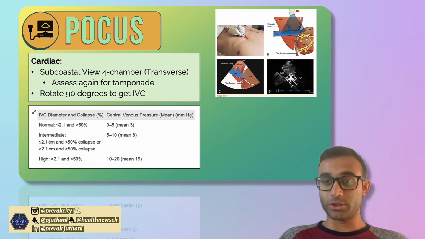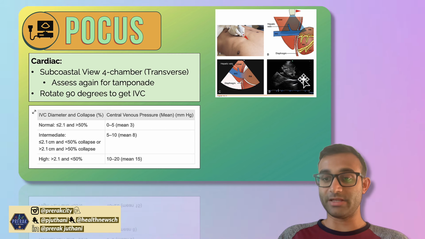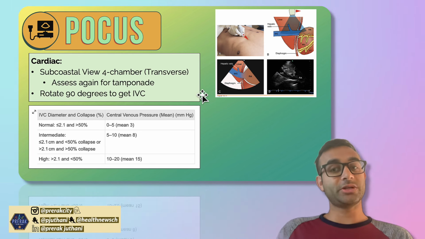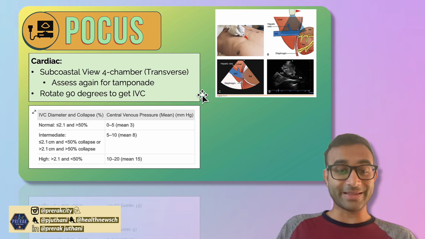I usually like to measure, and the best way to do this is to measure about 3 centimeters from where the inferior vena cava meets the right atrium. So 3 centimeters this way to the left, and you want to measure left to right, top to bottom in this cross section. And when you measure the size of the inferior vena cava, you'll see why that's so important.